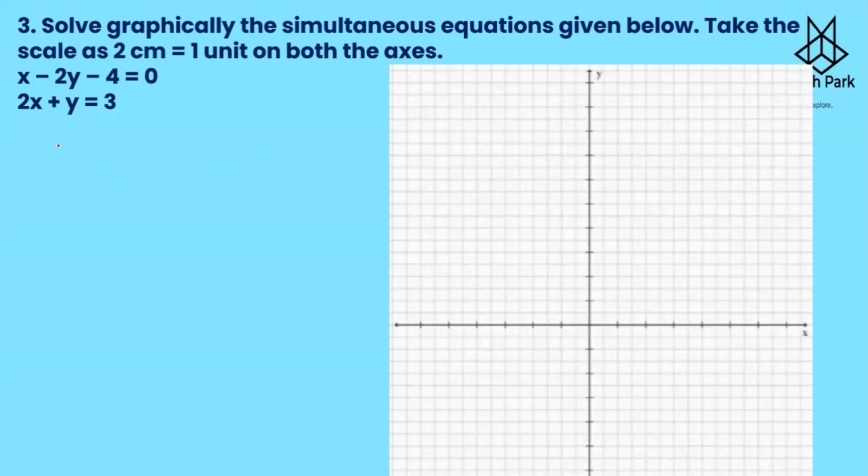Let's start with question number 3. You have x minus 2y minus 4 is equal to 0. So let us take x. You have x is equal to 2y plus 4. So we have made x the subject.